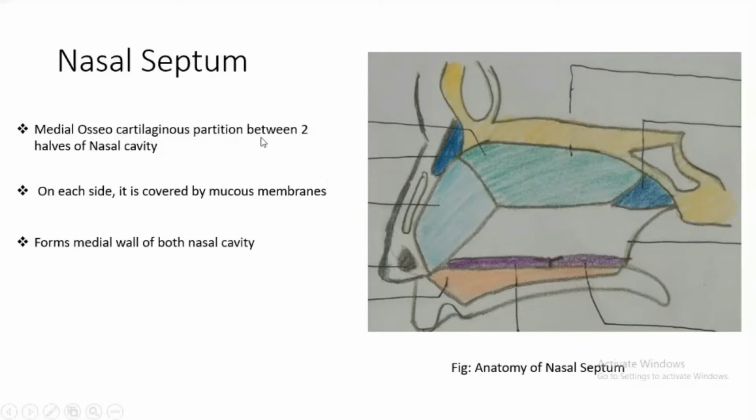So firstly, what is the nasal septum? The nasal septum is a medial osteocartilaginous partition between two halves of the nasal cavity. Here, this diagram represents the sagittal section. Here we can see the nasal septum, and in the human body, it is covered by the mucous membrane. The diagram does not show the mucous membrane because it simply depicts the structure forming the nasal septum. And as we discussed before, it is the partition between the two halves of the nasal cavity, so it forms the medial wall of both nasal cavities.